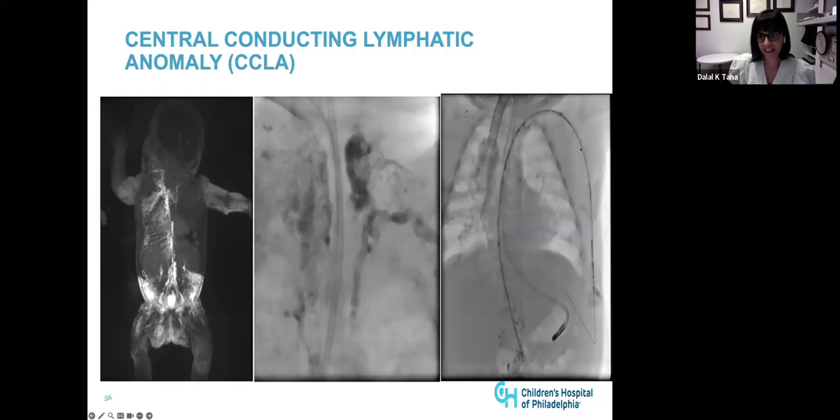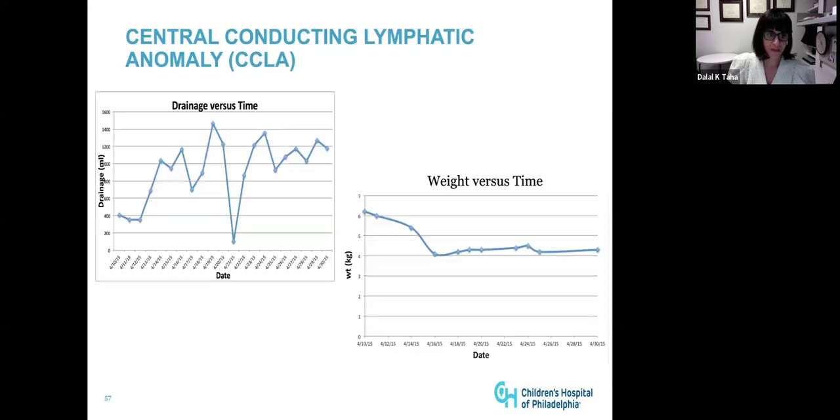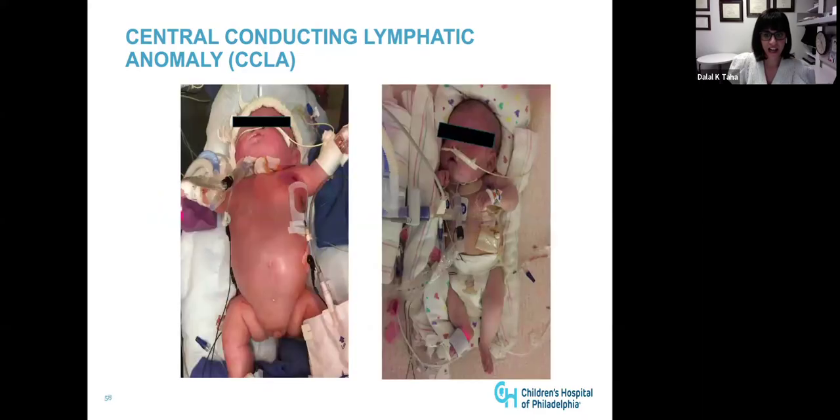But they were able to access it with a guide wire and then place a catheter that drained outside of her body. And so over time, she lost a significant amount of weight as lymph fluid was being drained out of her. And this second image with her being very slim was only 2 weeks after they put the drain in her thoracic duct.